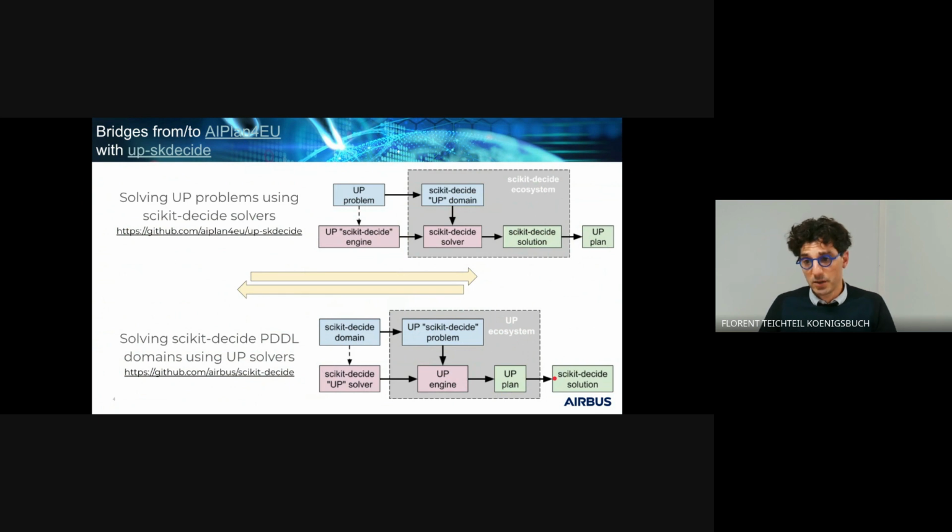So a Scikit-decide user will define a Scikit-decide domain and will, as output, see a Scikit-decide solution, but in between, we will have used the UP ecosystem to solve the problem. I will now demonstrate this with two different notebooks, one for each pipeline.